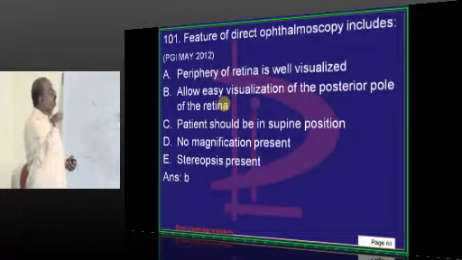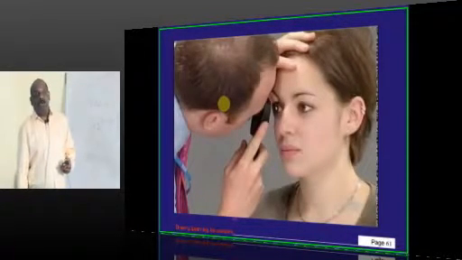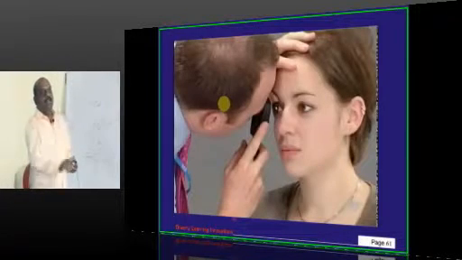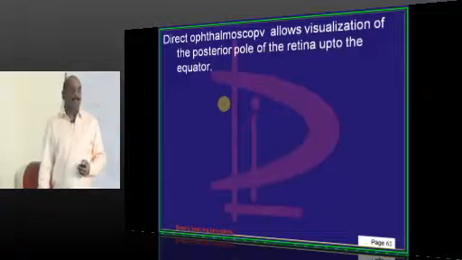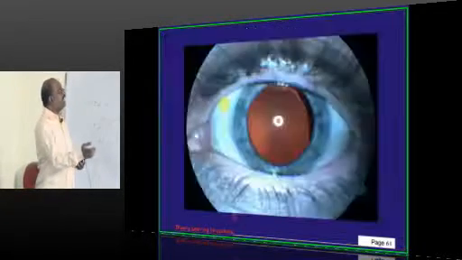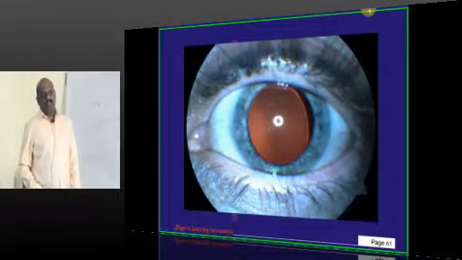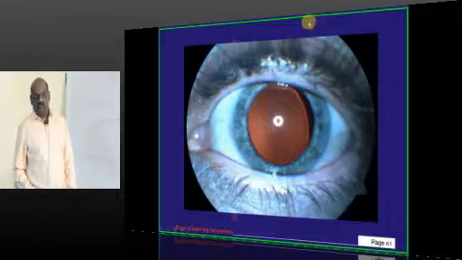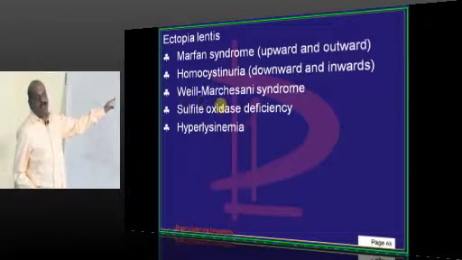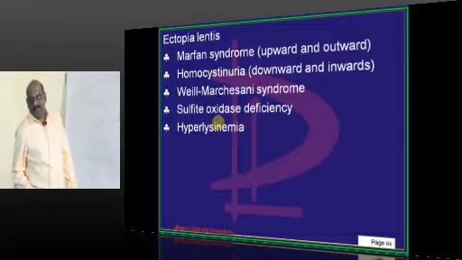So, if you do direct ophthalmoscopy, then you can see the posterior pole of the retina is what you have to basically remember. Then ectopia lentis, a lot of causes are there, at least 7 to 8 important causes, don't forget. Marfan, homocystinuria, Weill-Marchesani, sulfite oxidase deficiency and hyperlysinemia.